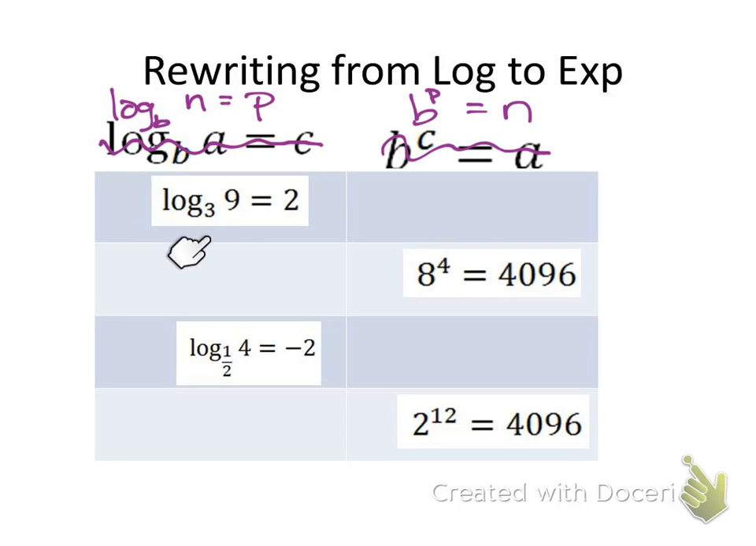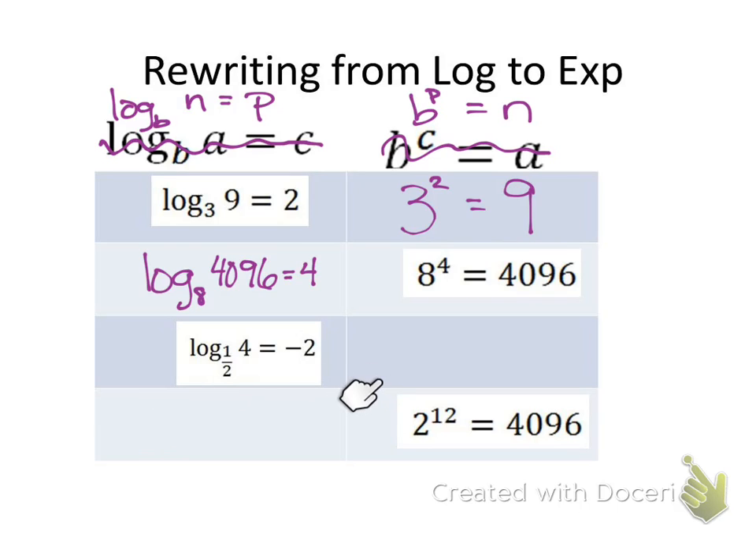So to rewrite log base 3 of 9 equals 2, the form, if you haven't done so already, 4. All right, so log base 8 of 4,096 equals 4. In the next one, you've got to figure out what's the base position. So log base 1/2, and 1/2 is going to be raised to what number? So 1/2 to the negative second power is equal to 4.